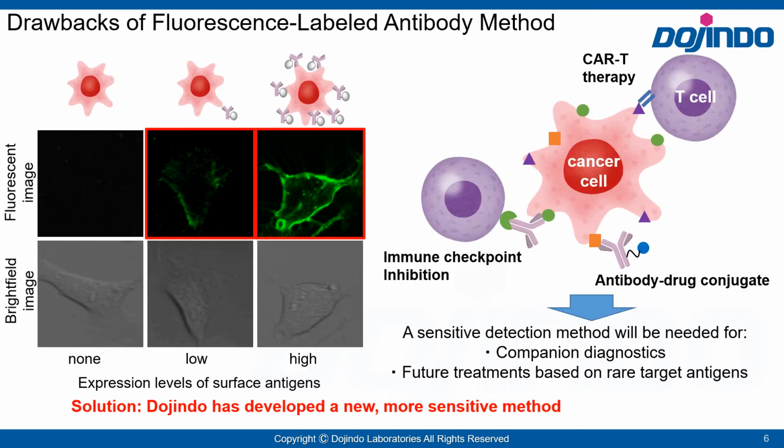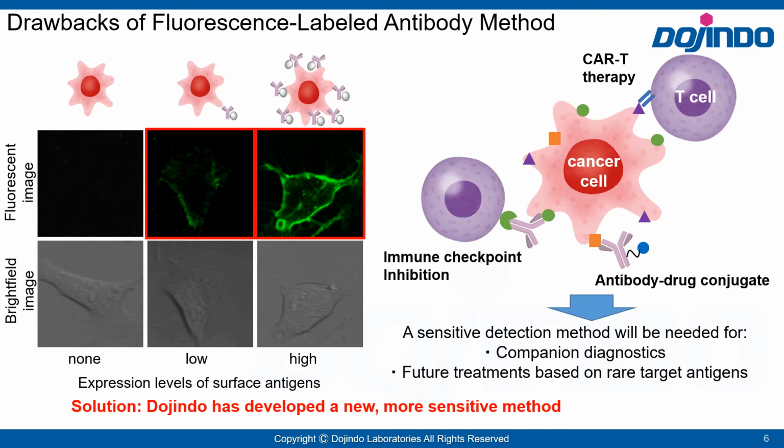The images on the left illustrate the biggest weakness of the fluorescence-labeled antibody method, specifically that the intensity of the fluorescence produced is dependent on the amount of antigen present on the cell surface. If the antigen is highly expressed, as we see in the rightmost fluorescence image, then it can be clearly observed. However, if the surface antigen has low expression, it can be difficult to determine whether the antigen is present or not.